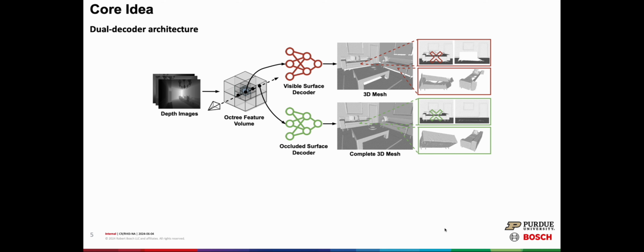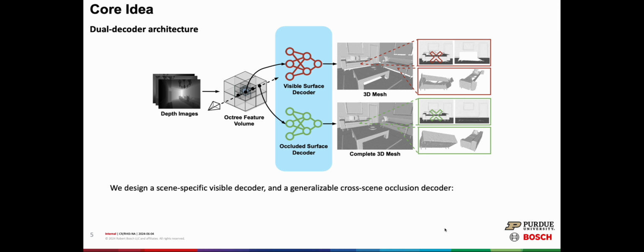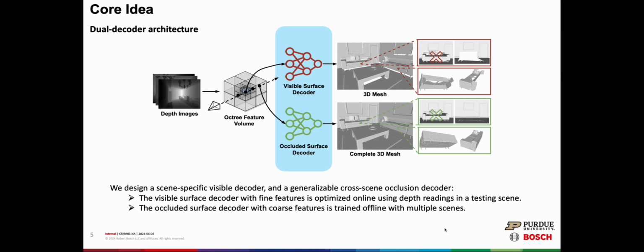Besides the hierarchical feature, we designed a coupled dual decoder, including a scene-specific visible decoder and a generalizable cross-scene occlusion decoder. The visible surface decoder with fine-level features is optimized online using depth readings in the testing scene, while the occluded surface decoder with coarse-level features is trained offline with multiple scenes.